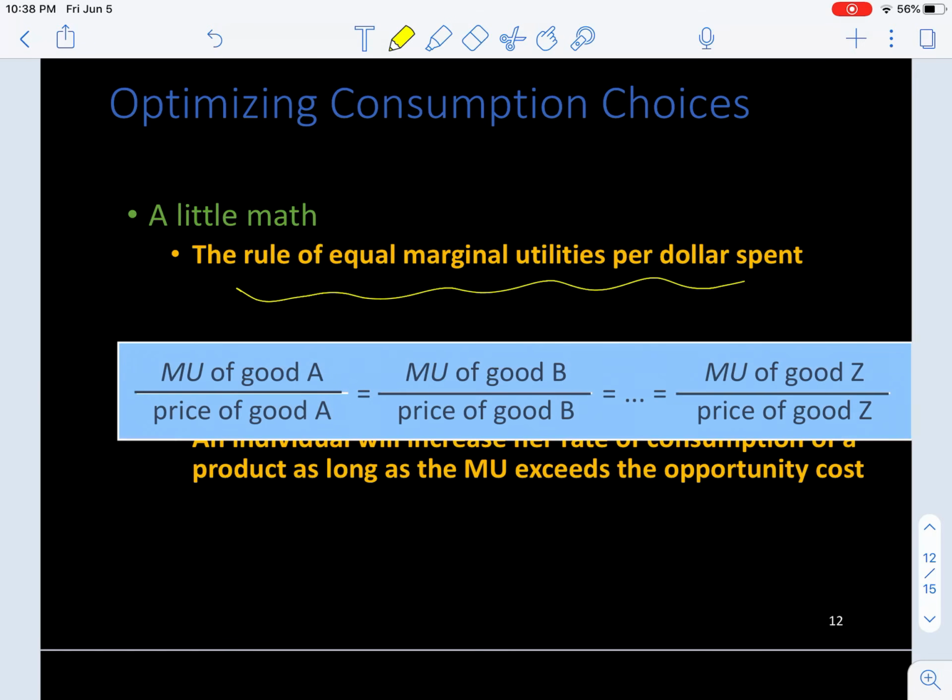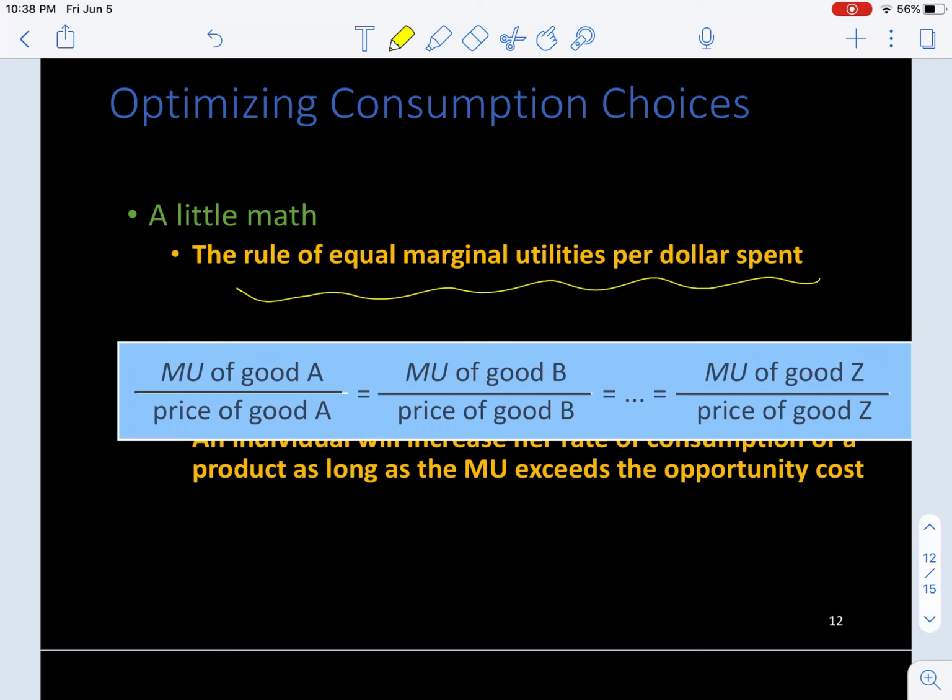So, we're going to use what's called the rule of equal marginal utilities per dollar spent. And all that means is that you take the bang for your buck from good A, right? Marginal utility divided by price of A, the bang for your buck from good B, and the bang for your buck, marginal utility per dollar, from good C and D and E and F, right? All the way through all the different things that you consume. And so basically, you want to spend your resources on the thing that gives you the most bang for your buck, the most marginal utility per dollar, and you'll do that until the marginal utility per dollar is equal across all of those different things.